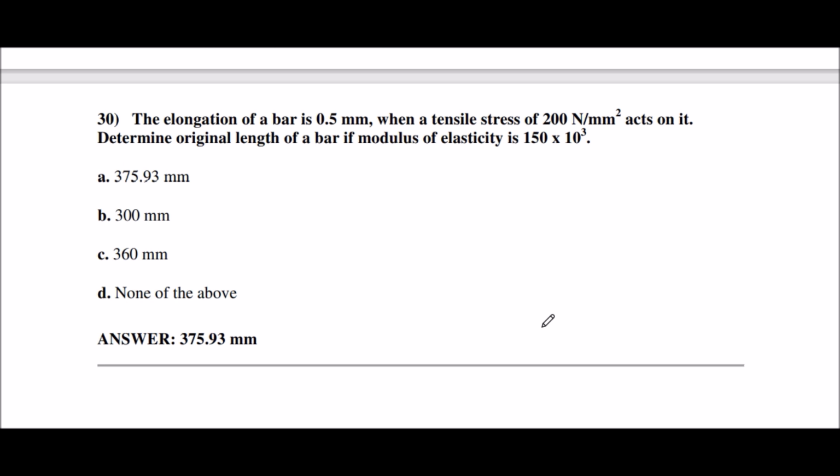Next and last question of this video. The elongation of a bar is 0.5 mm when a tensile stress of 200 Newton per mm square acts on it. Determine original length of the bar if modulus of elasticity is 150 multiplied by 10 to the power 3. Okay, options A, B, C, D are given here.